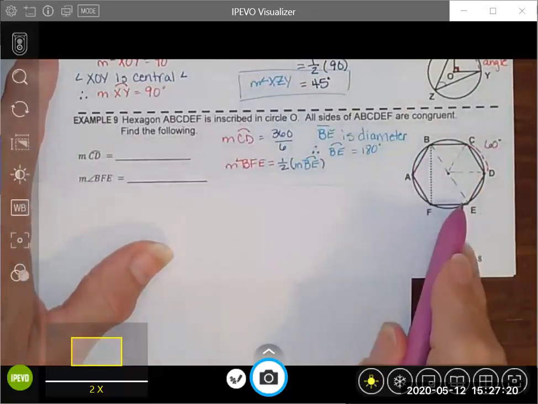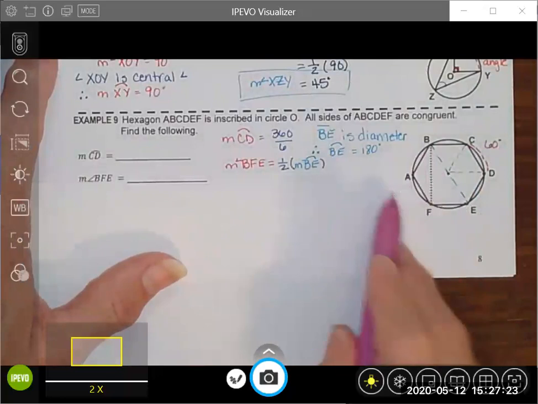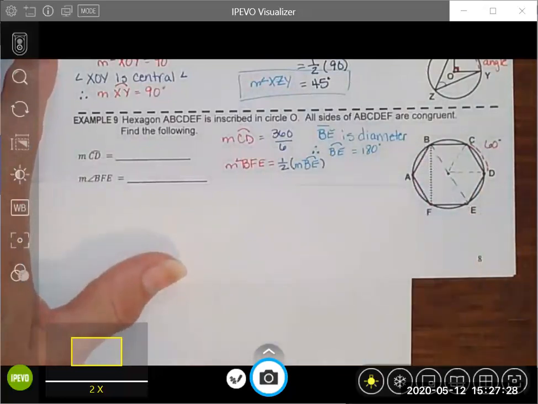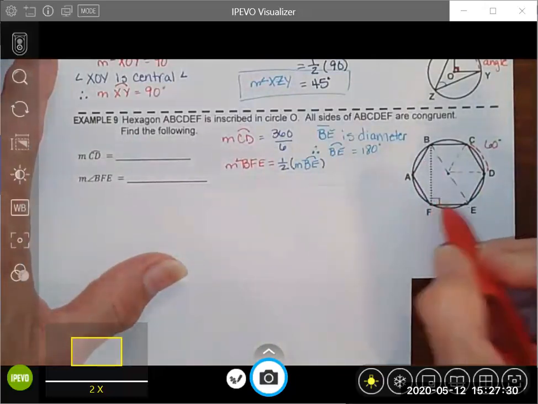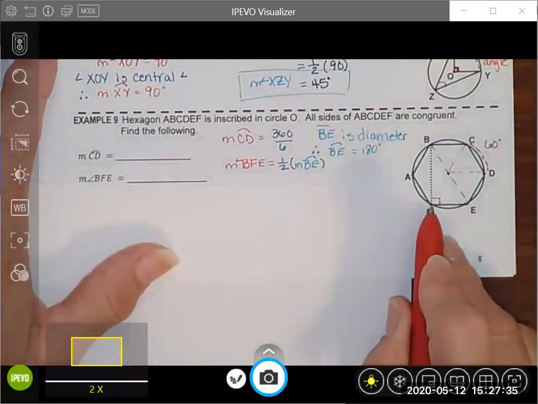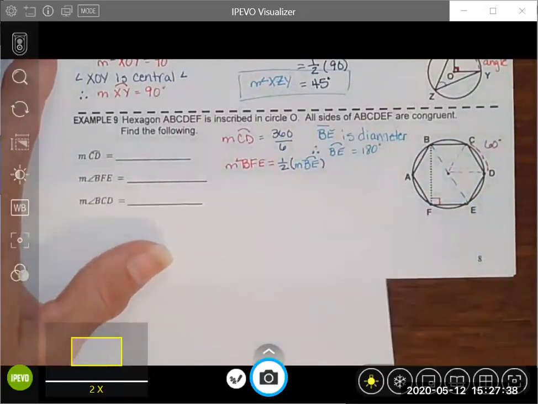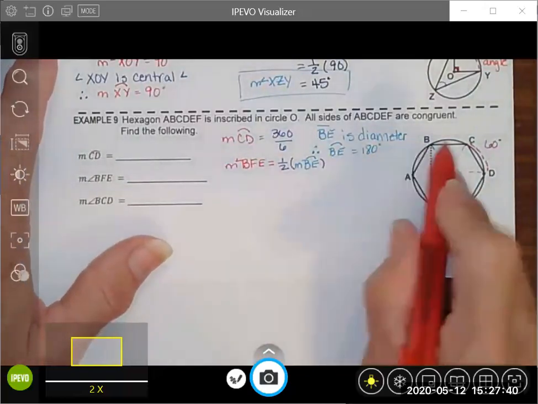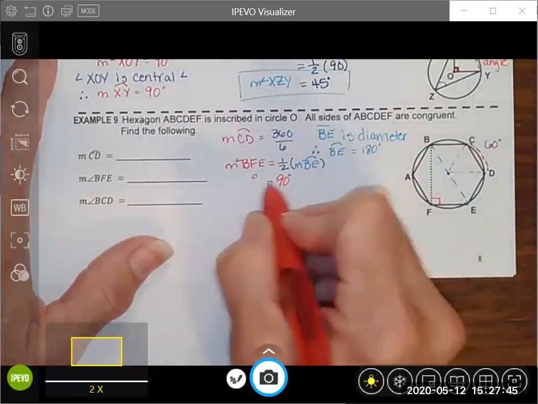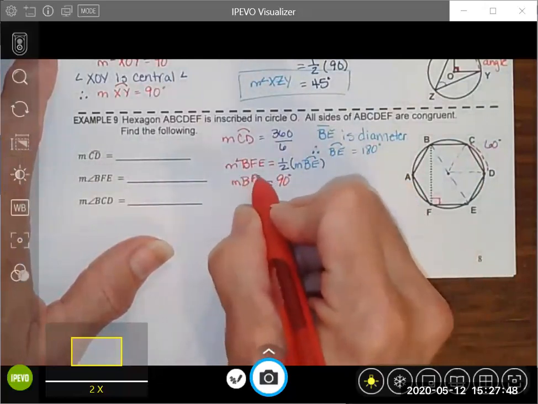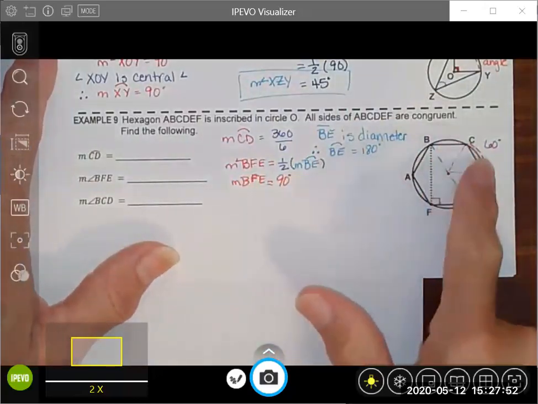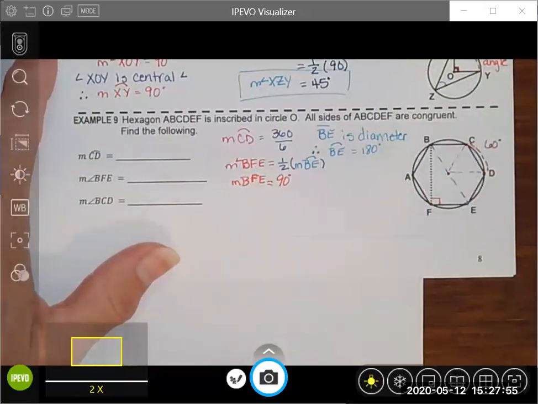And then if BE is a diameter, then the angle created by BFE is going to be an inscribed angle that intercepts this semicircle, and therefore this is going to be a right angle. So I know that the measure of BFE is going to be half of my semicircle, which is 90 degrees. I'm going to put that over here. So I know this is 90 degrees, and I know that each arc is 60 degrees.